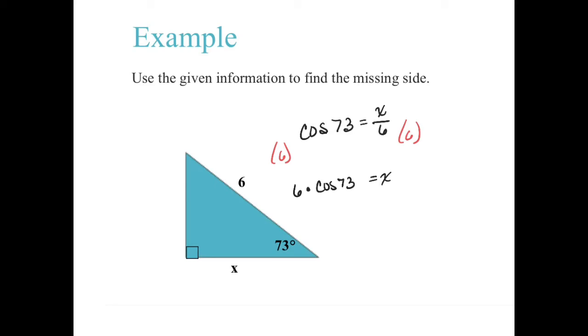Now on the calculator I'm using, I have to do this part first. So 73 cosine, which is 0.292, and then I'm going to times it by 6. So my answer is 1.7542 equals x.